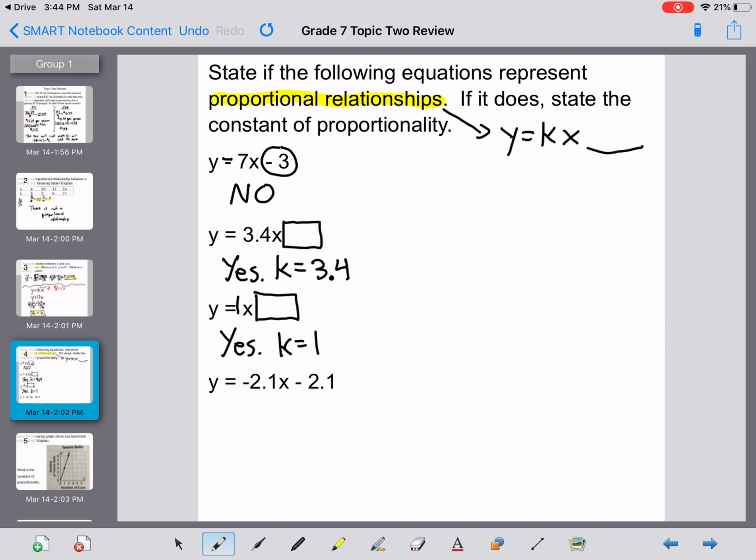And the last equation, y equals negative 2.1x minus 2.1. Since I have this minus 2.1 here, this would not be a proportional relationship because there's that 2.1 subtracted on at the end.